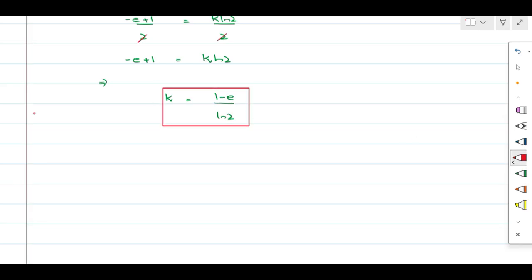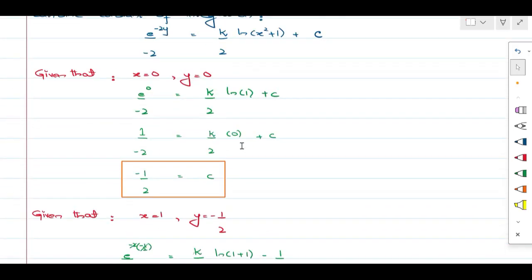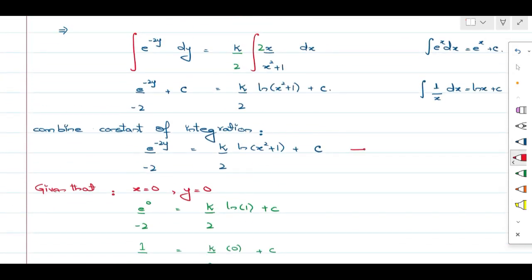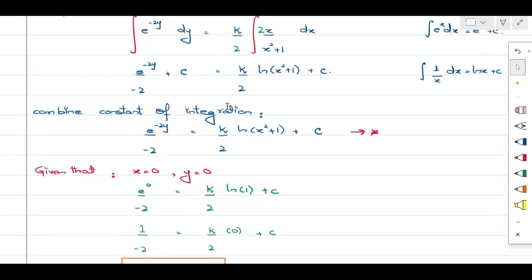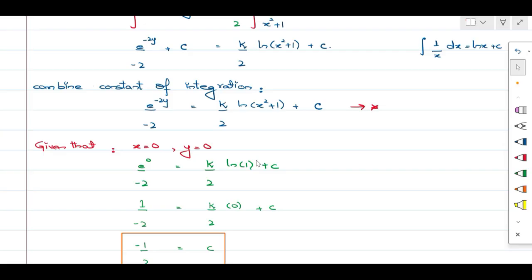Okay, now we have k and we have c. We can substitute them into the differential equation's solution, right? So we put the k and c values in the equation. Now the equation is e to the power minus 2y divided by negative 2.